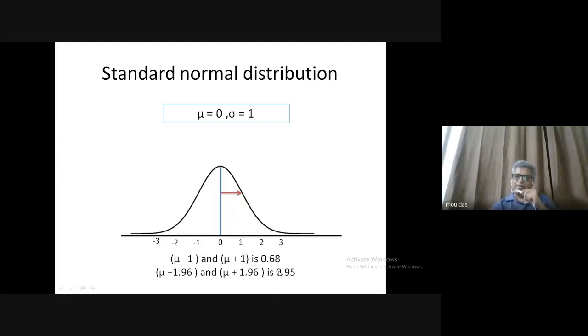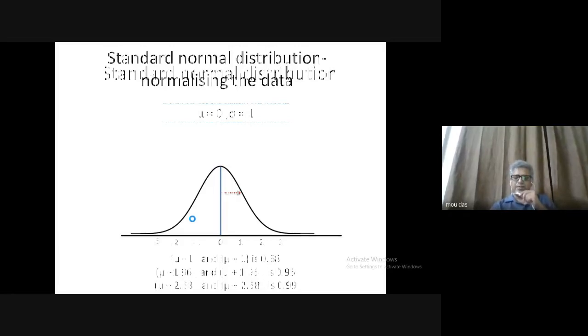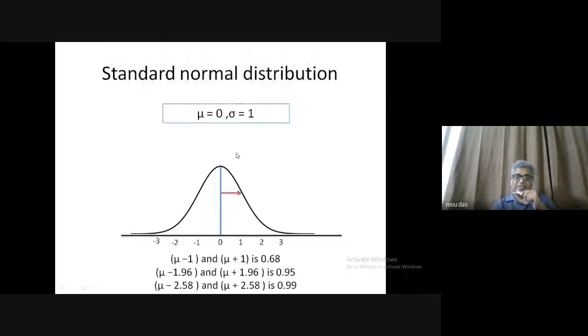95% of all the observations, if they follow this distribution, will fall between minus 1.96 and plus 1.96 about the mean, and minus 2.58 to plus 2.58 standard deviations will have nearly 99% of observations. We say 6 sigma in common parlance because within 3 standard deviations nearly 100% of all observations will fall. So anything beyond 6 sigma is an outlier.